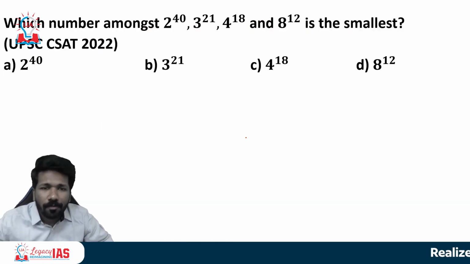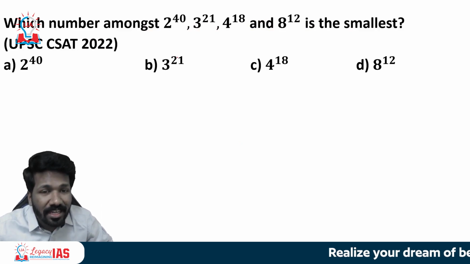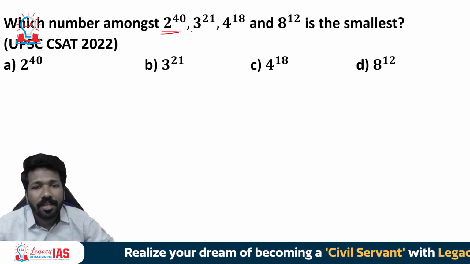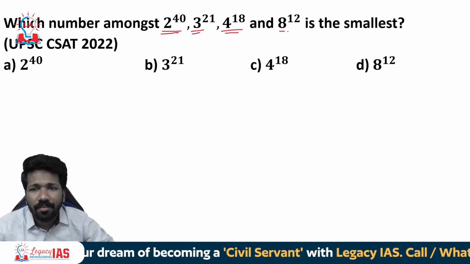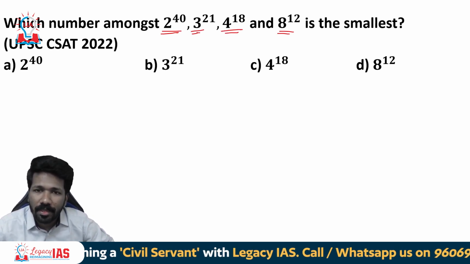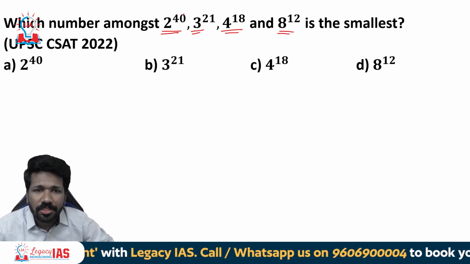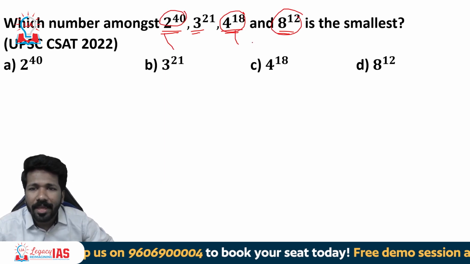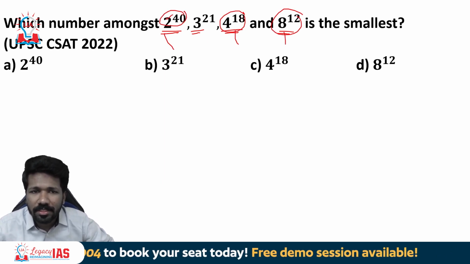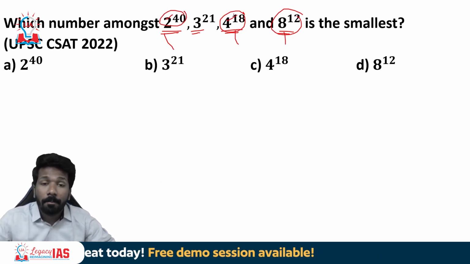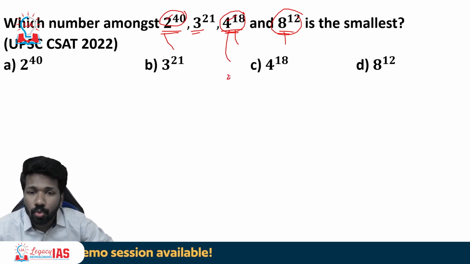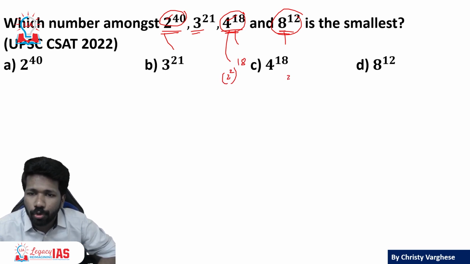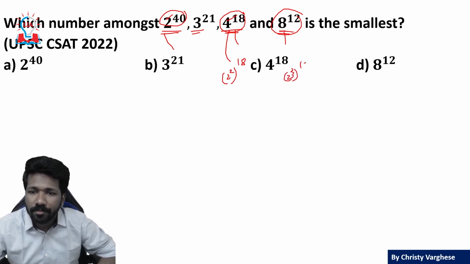How to do this without a formula, and how to do this with the rejection approach, that is what I am explaining. The numbers are 2 raised to 40, 3 raised to 21, 4 raised to 18, 8 raised to 12. You can compare these easily because this is a power of 2, and this is a power of 4. But 4 is what? 4 is 2 squared, raised to 18. 8 is what? 2 cubed, raised to 12.